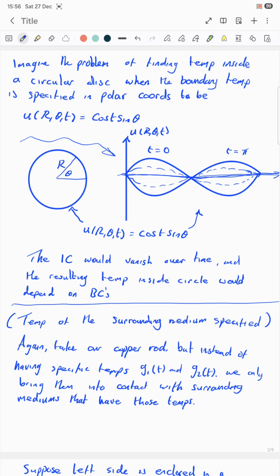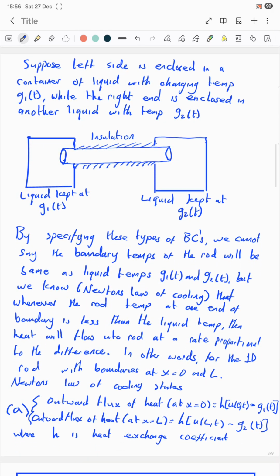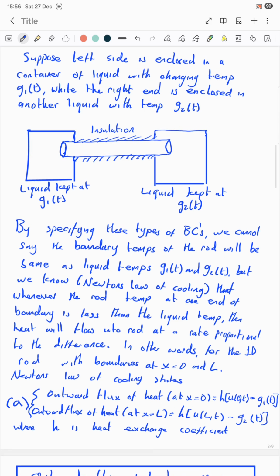Again, take our copper rod, but instead of having a specific temperature g1 of t and g2 of t, we only bring the ends into contact with surrounding media that have those temperatures. Now suppose the left side is enclosed by a container of liquid with changing temperature g1 of t, while the right end is enclosed in another liquid with temperature g2 of t, which is drawn here. The rod is insulated laterally.